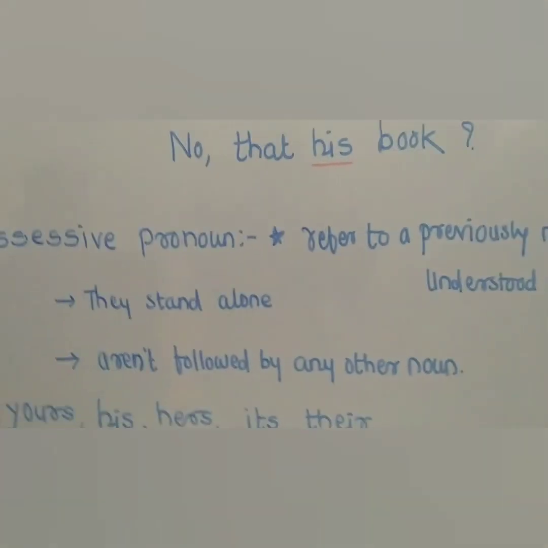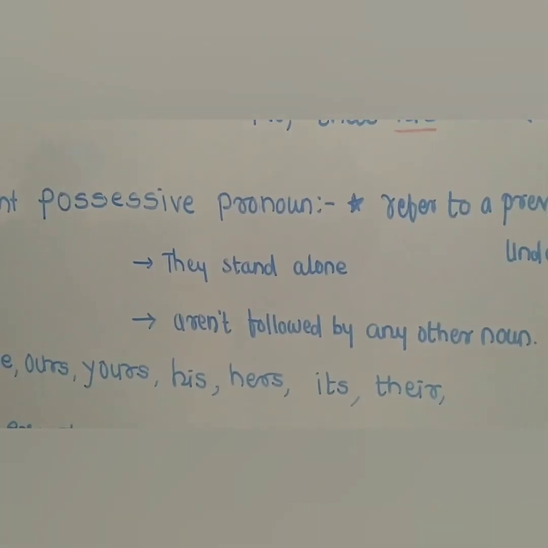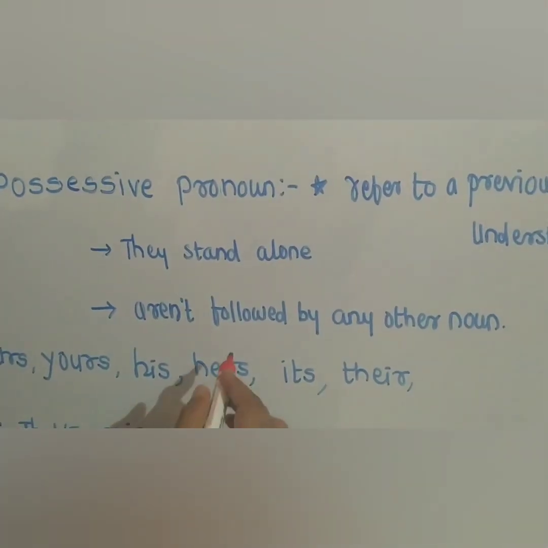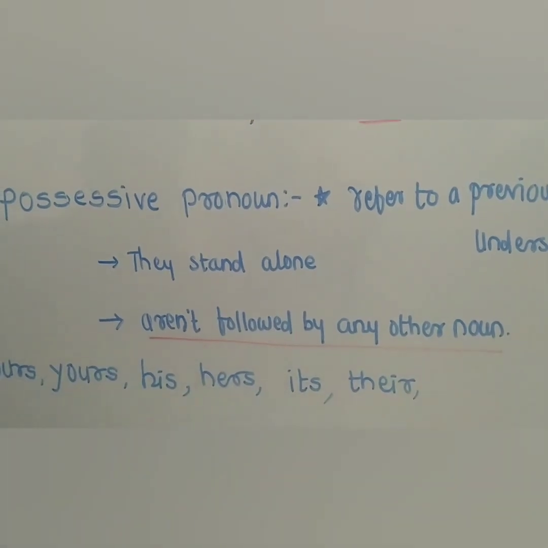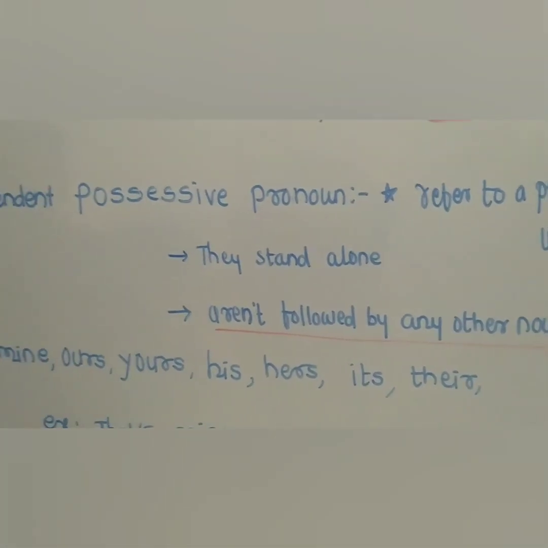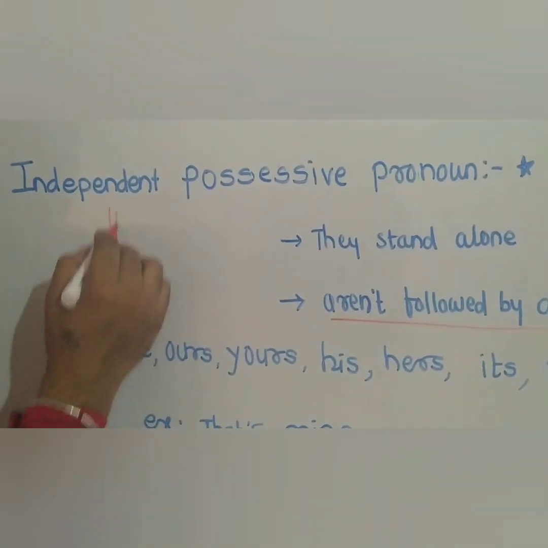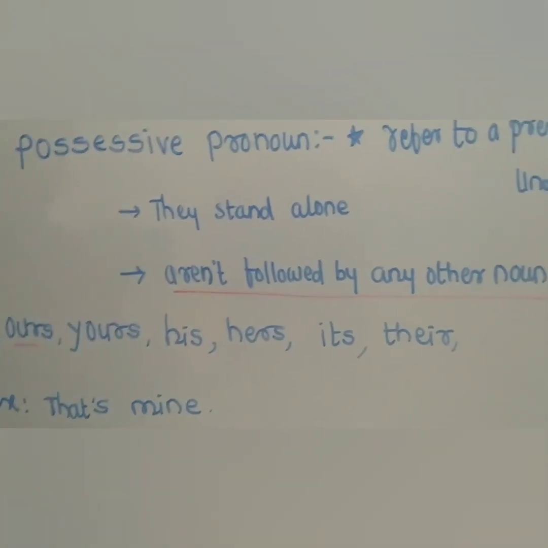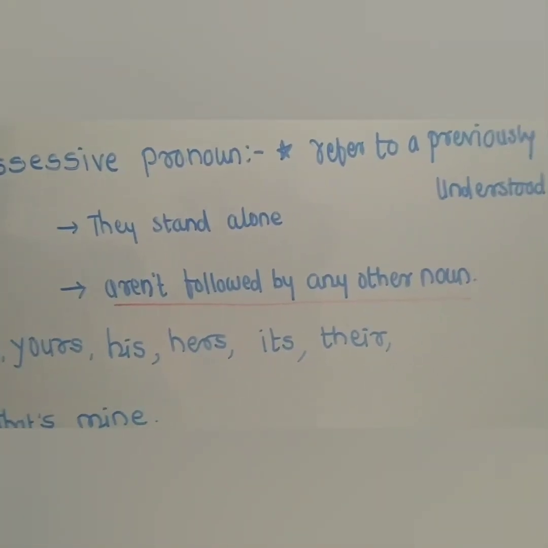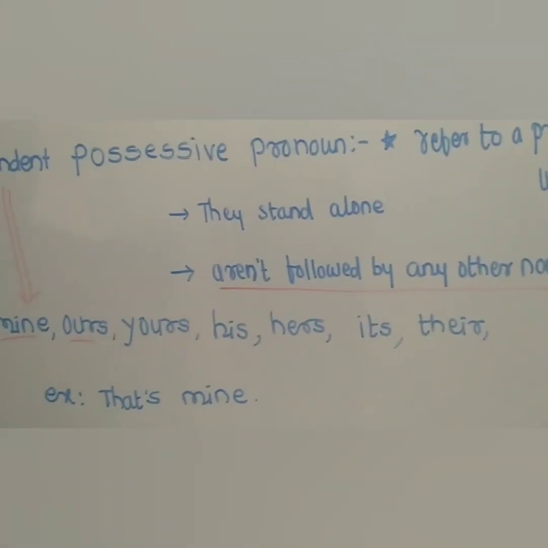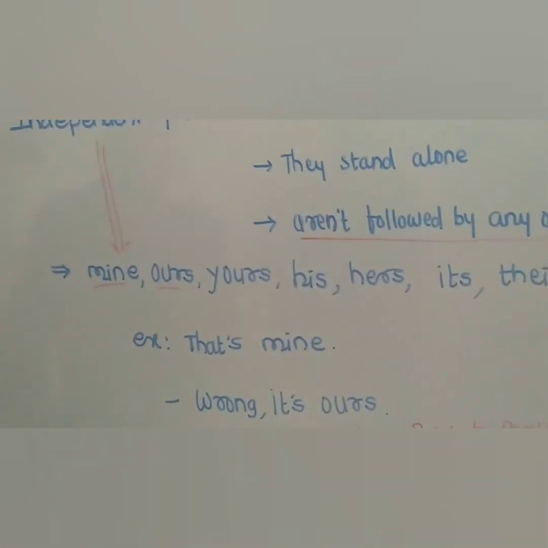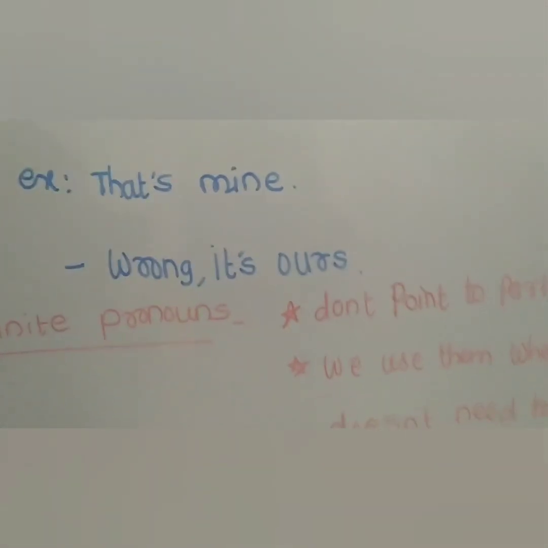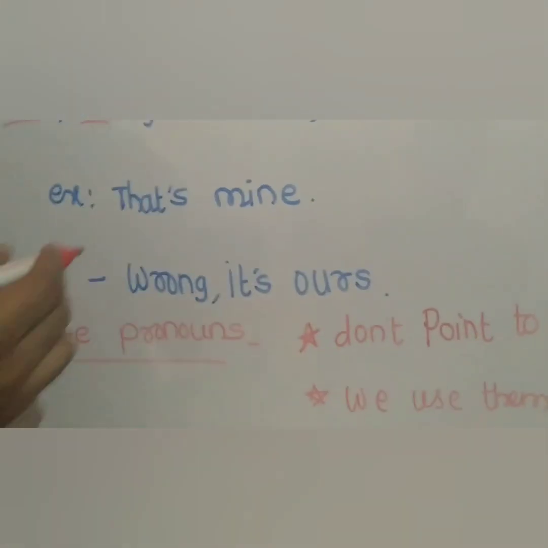So these types of pronouns stand alone and aren't followed by any other noun. They are never followed by any other nouns. The independent possessive pronouns are: mine, ours, yours, his, hers, its, theirs. These are the independent possessive pronouns. An example of an independent possessive pronoun is: that's mine. So this is the example.